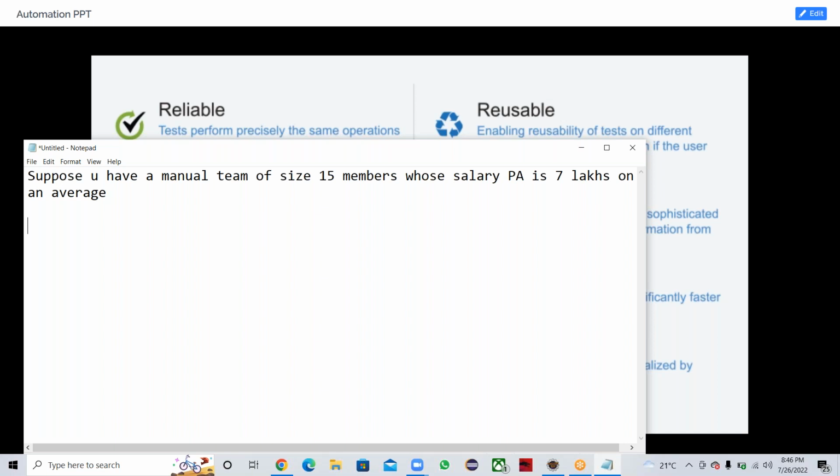So what happens? The cost incurred on the project for the testing team is what? 15 into 7. How much does it cost? 1.05 crore. Yes or no, guys?